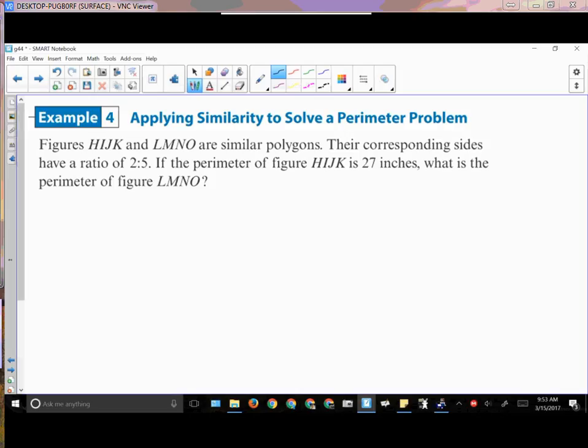But this is how I'm going to write it. So I'm going to have HIJK is similar to LMNO. Okay. Do we have a ratio for that similarity? And that's 2 to 5. Now the first one goes with the first one. So this is going to be 2. This is going to be 5.